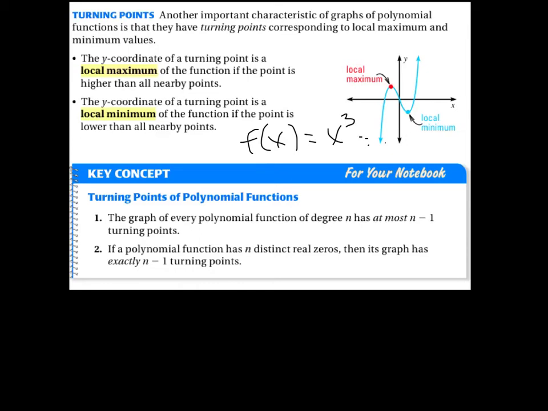So these turning points are called local maximum and local minimum. You may also see the word relative maximum and relative minimum. So let's just write this down here. Relative is the exact same thing as saying local. So relative max, local max, those are the same thing. Relative minimum, local minimum, those are the same thing.